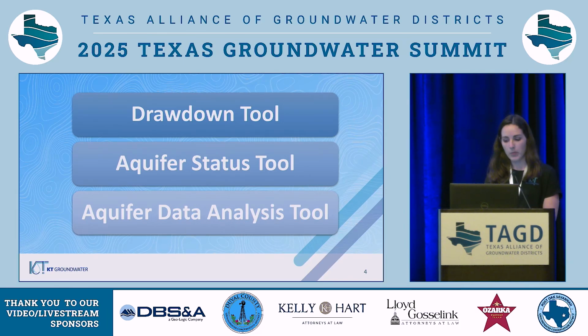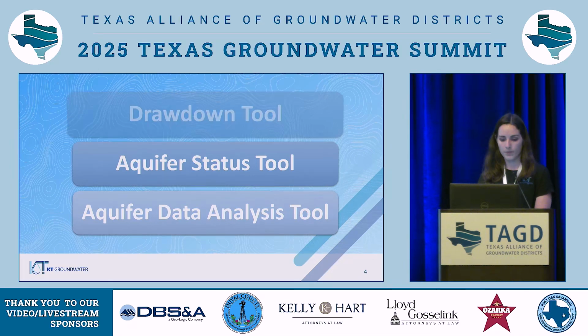Just like any code, there are bugs, and you may see some in these slides because these tools are still under development. However, we do work closely with the districts to try and fix errors as quickly as possible when they find them. The tools were created to enable districts to utilize their data. To give you a brief overview, the drawdown tool allows the user to look at the impact of a proposed well. The aquifer status tool allows the user to view aquifer-wide and aquifer-specific water level trends. And the aquifer data analysis tool incorporates water quality data. I'll present each of these tools, but we'll start with the drawdown tool.